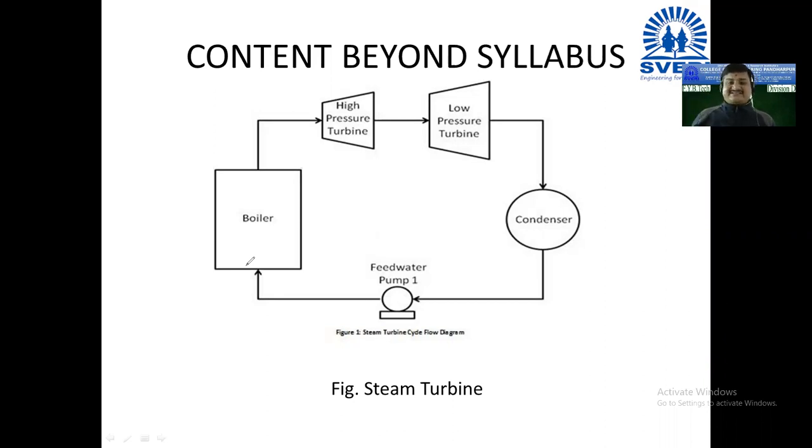When this heat is generated through the boiler, this heat is utilized and water is converted into steam. And this steam is sent through the nozzle to the high pressure turbine. The steam is released on the blades of the turbine. So blades are going to start their rotation, the shaft is connected to that runner and electricity is generated. Then the exhausted steam is sent to the low pressure turbine.